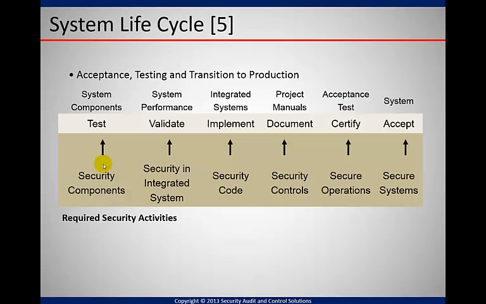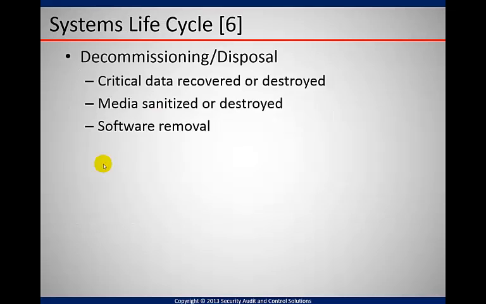We will document the security controls for the project manuals and certify that the secure operation is working as designed for the acceptance phase. And then at sign-off, at the acceptance of the system, the secure systems will be documented and accepted. Finally, as part of the security, a decommission or disposal will require that critical data is recovered and destroyed, media sanitized and destroyed, and the software is removed.